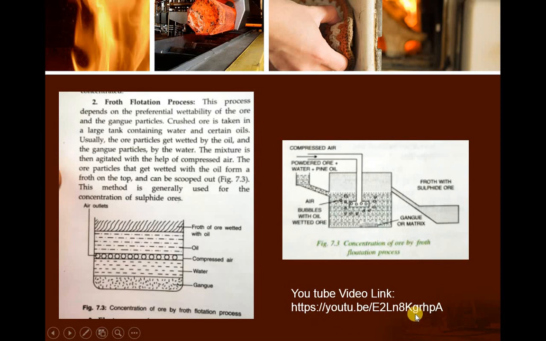So the ore is wetted by the oil and gets separated from the gangue in the form of froth, F-R-O-T-H. Now the impurities get wetted by water and remain behind in the tank. Since the ore is lighter, it comes on the surface with the froth, and the impurities are left behind. That means here.